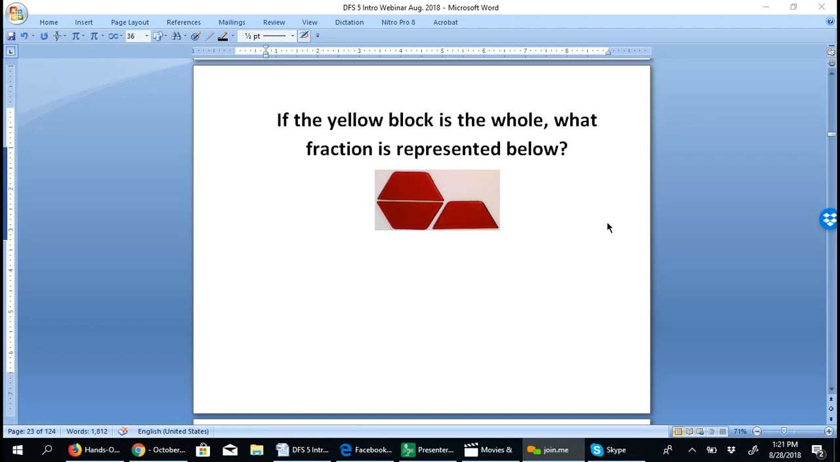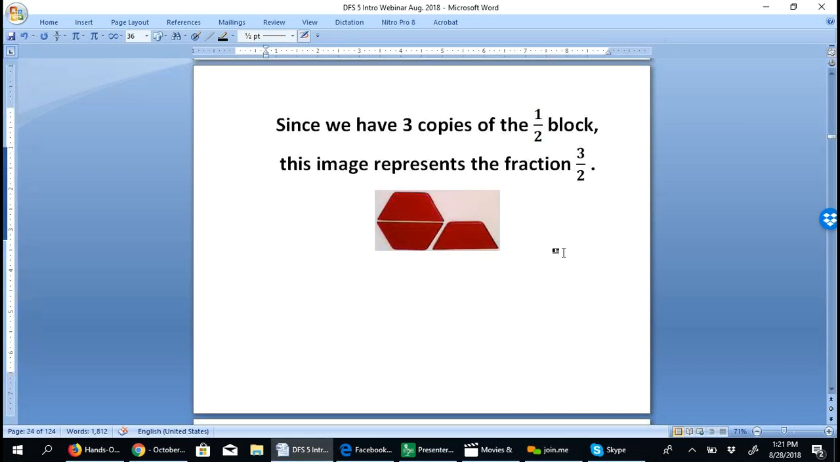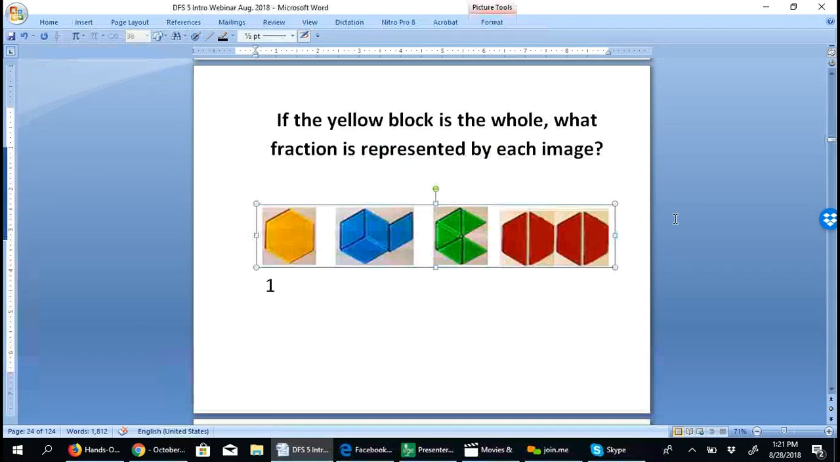Okay, I see one response. Okay, good. Very nice. 1 1/2 or 3/2. Since we have 3 copies of the half block, we have 3/2. Okay, how about over here, the blue image? What fraction does this represent? The blue image, please.